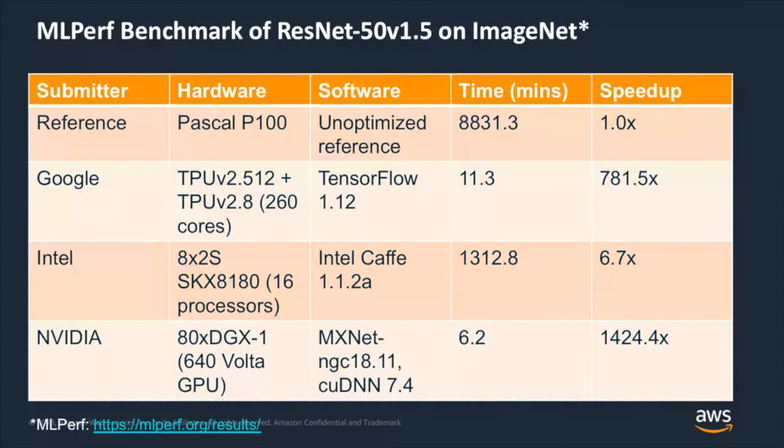So here is actually the MLPerf benchmark result submitted by NVIDIA later last year. This is the image classification category. It's also running on ResNet 50 on ImageNet data samples. The first row is the reference in the MLPerf benchmark, which is running on optimized reference on Pascal 800 hardware. And this is the result submitted by Google running on their TPUs. The training time is 11.3 minutes with a speed up of more than 780.